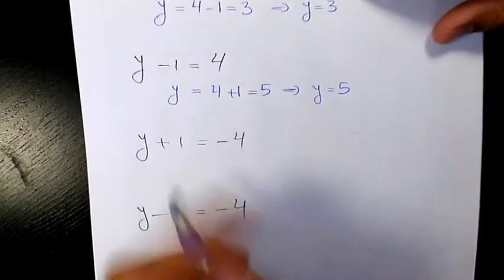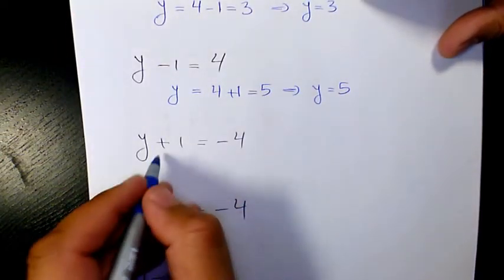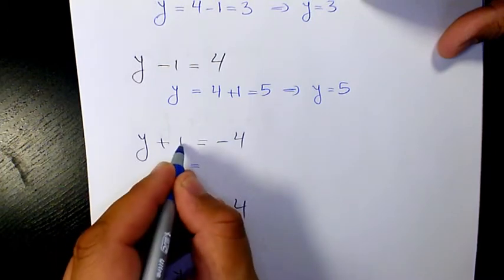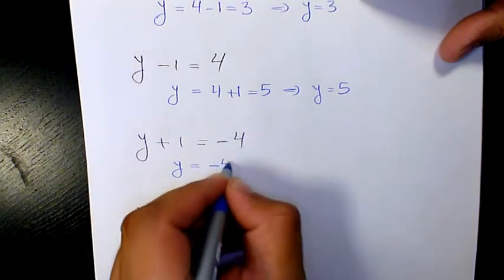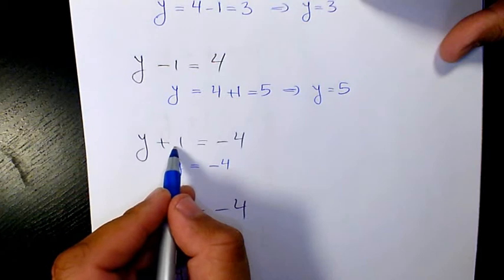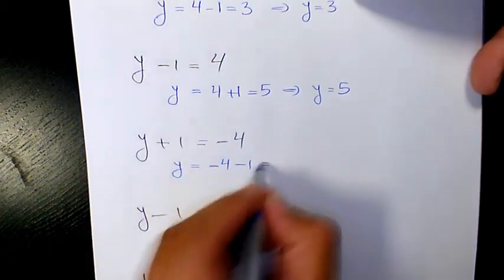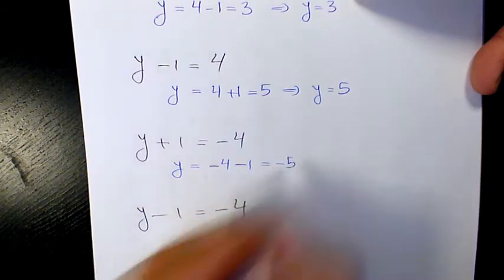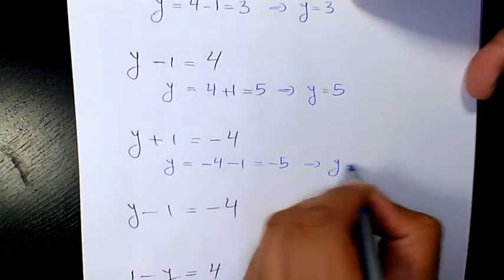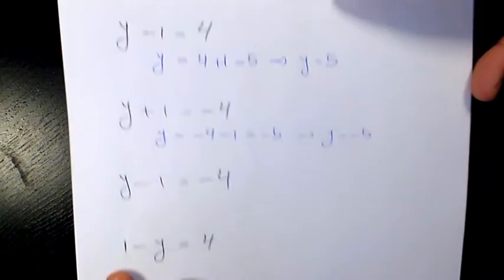Next one, y plus 1 equals negative 4. So I keep y on the left hand side and I move 1 to the other side. So negative 4, we have already 1. It becomes negative 1 when you move it from the left hand side to the right hand side. So negative 4 and negative 1 is going to be negative 5. So the final answer is going to be y equals negative 5.